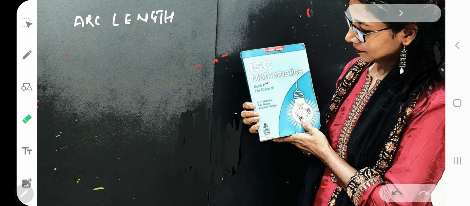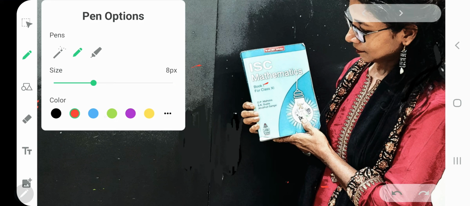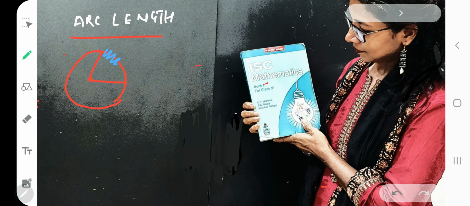Now what is arc length? Let's see. If I am again drawing a very nice circle, this is the center. So this part, my dear kids, will be called the arc. Yes? And its measurement will be called the arc length.